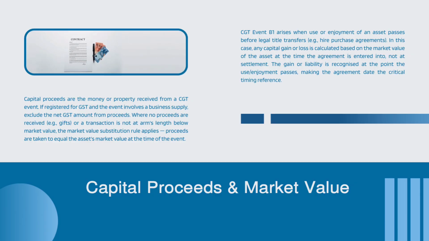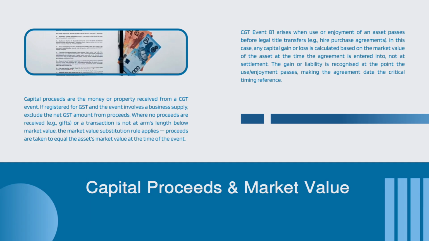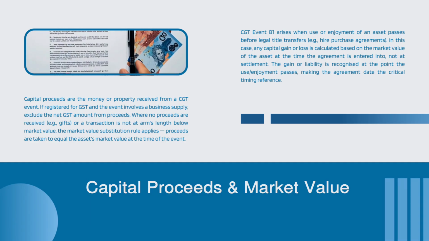We also look out for CGT event B1, which occurs in rent-to-own or hire purchase agreements. The CGT event triggers when the entity first obtains use of the asset, not years later when the title transfers.